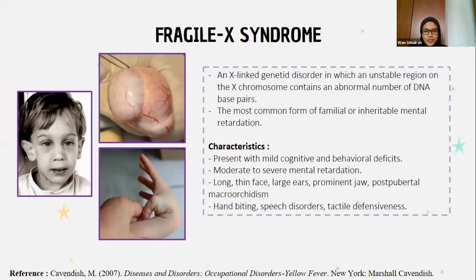Next, for fragile X syndrome, it is a disorder in which an unstable region on the X chromosome contains an abnormal number of DNA base pairs.